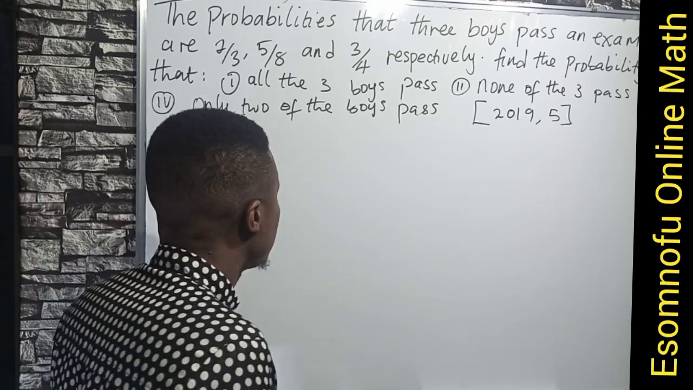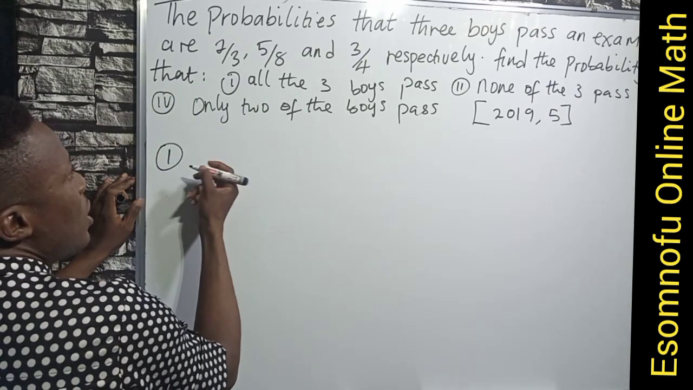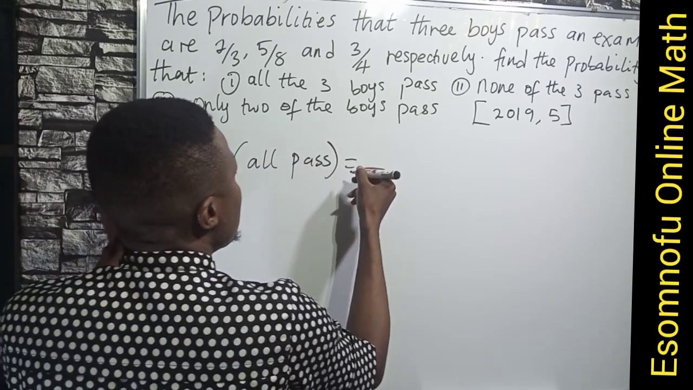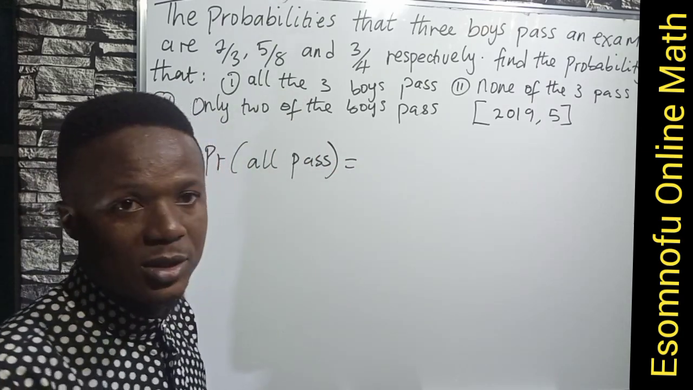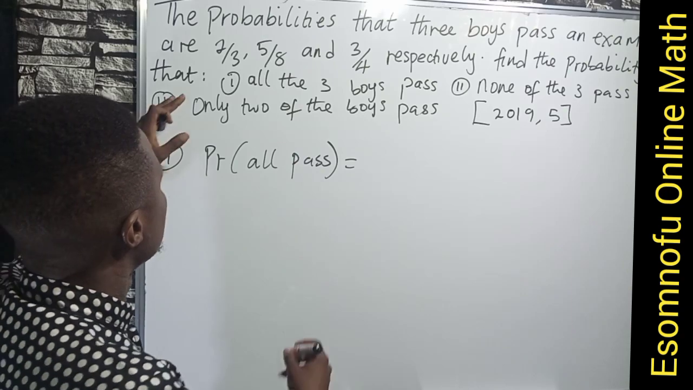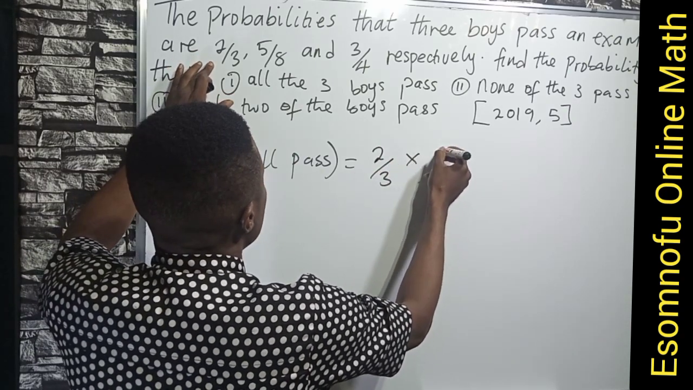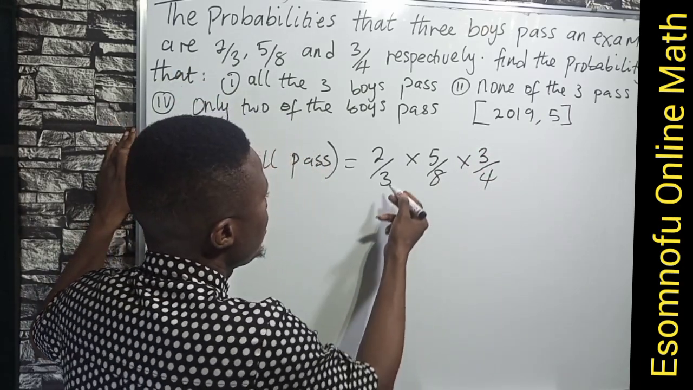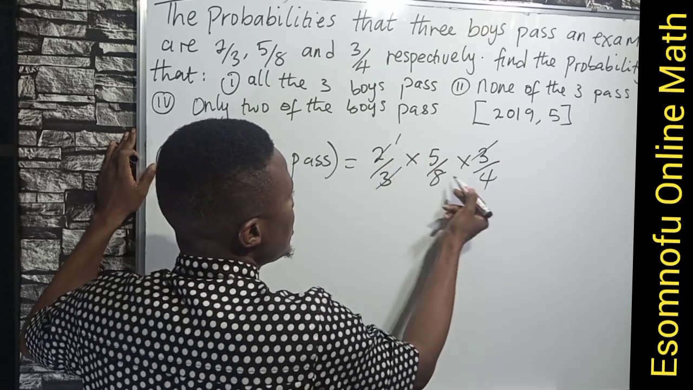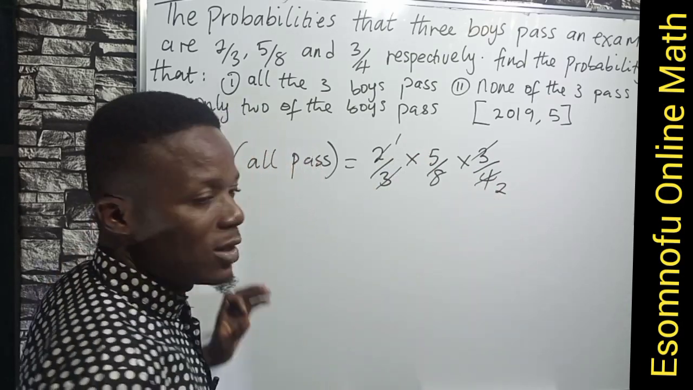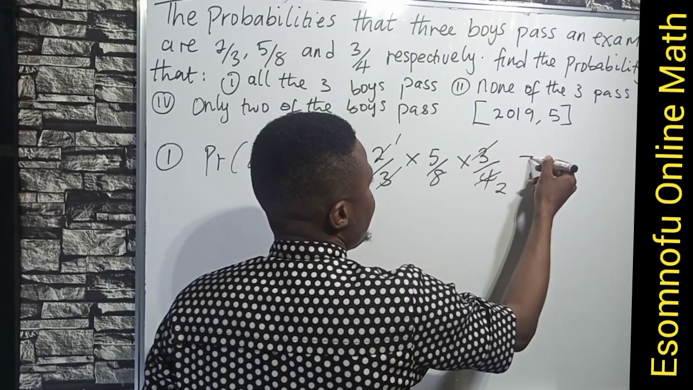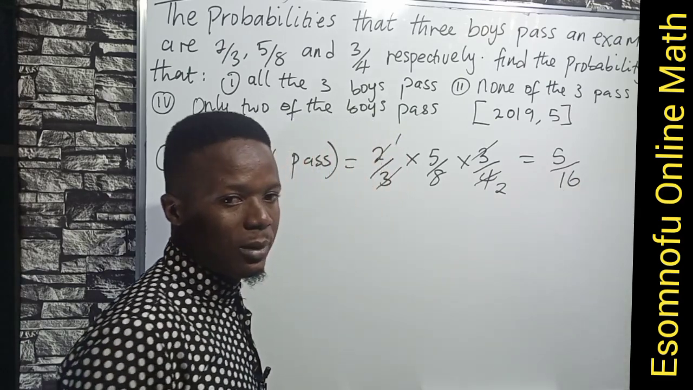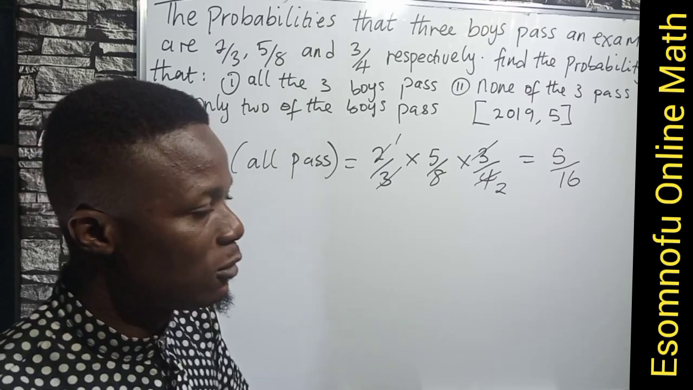Therefore, what you've got to do here is to see number 1 question as probability that all will pass implies the product of the 3 probabilities, because the first will pass, and the second will pass, and the third will also pass. So we shall have it as 2 all over 3 multiplied by 5/8 and multiplied by 3 all over 4. Without wasting time, 3 will cancel 3 here, 2 here is 1, 2 here is 2, and nothing else can cancel. You have to multiply straight. 1 times 5 is 5 all over 8 times 2 will give you 16. Therefore, the probability that the 3 of them will pass is 5/16.